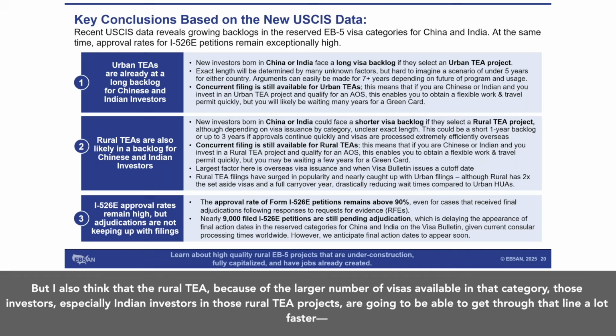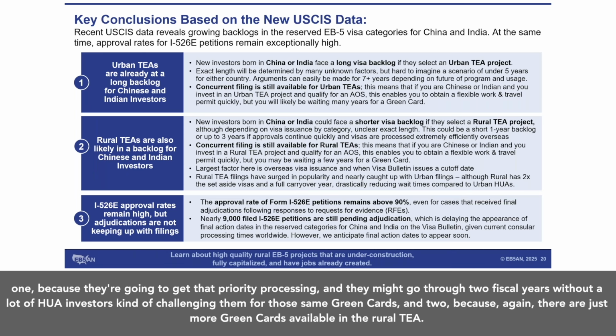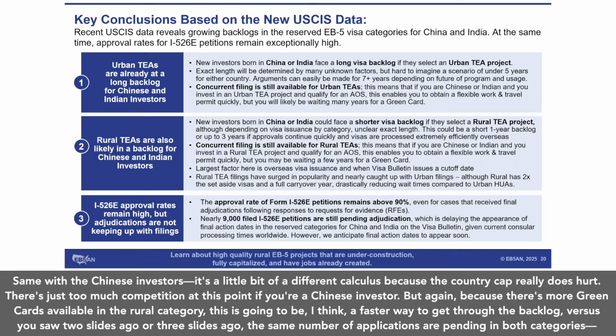But I also think that because of the larger number of visas available in the rural TEA category, those investors, especially Indian investors in rural TEA projects, are going to get through that line a lot faster. One, because they're going to get priority processing, and they might go through 2 fiscal years without a lot of HUA investors challenging them for those same green cards. And two, because again, there are just more green cards available in the rural TEA. Same with the Chinese investors, it's a little bit of a different calculus because the country cap really does hurt. There's just too much competition at this point if you're a Chinese investor.